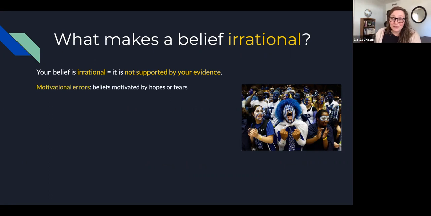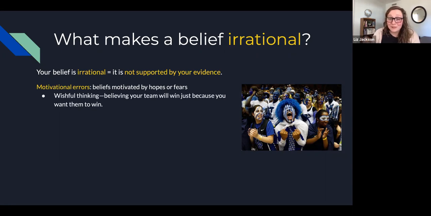Here are some examples of beliefs that aren't supported by your evidence. You might make a motivational error. You might believe something because of a hope or a fear or a desire or a wish. So consider cases of wishful thinking. Maybe you believe your team is going to win the game because you want them to win the game, but that belief really isn't supported by your evidence. Or maybe I would believe that it's going to be sunny tomorrow just because I'm having a picnic tomorrow, even though the forecast really predicts rain. So sometimes we believe things because we want them to be true, even though they're not supported by our evidence, and that's irrational.